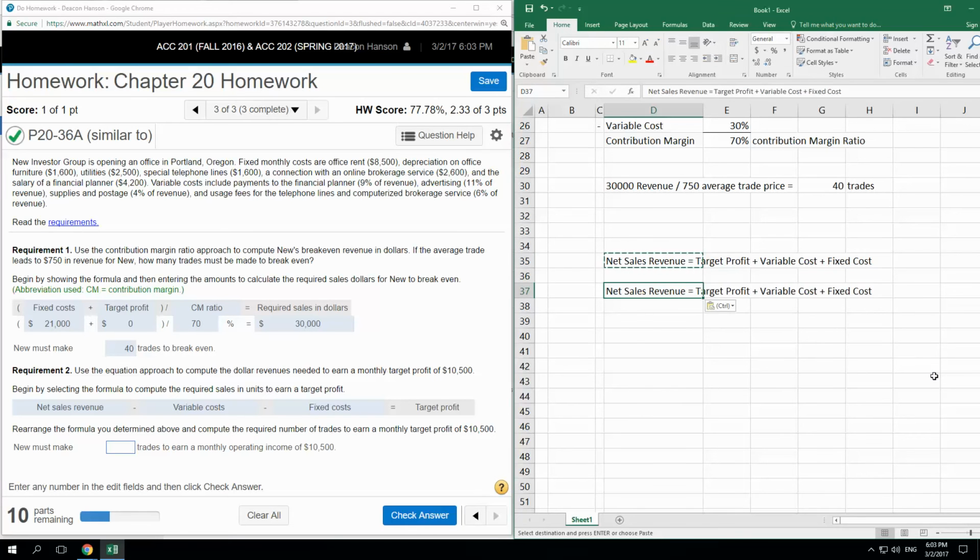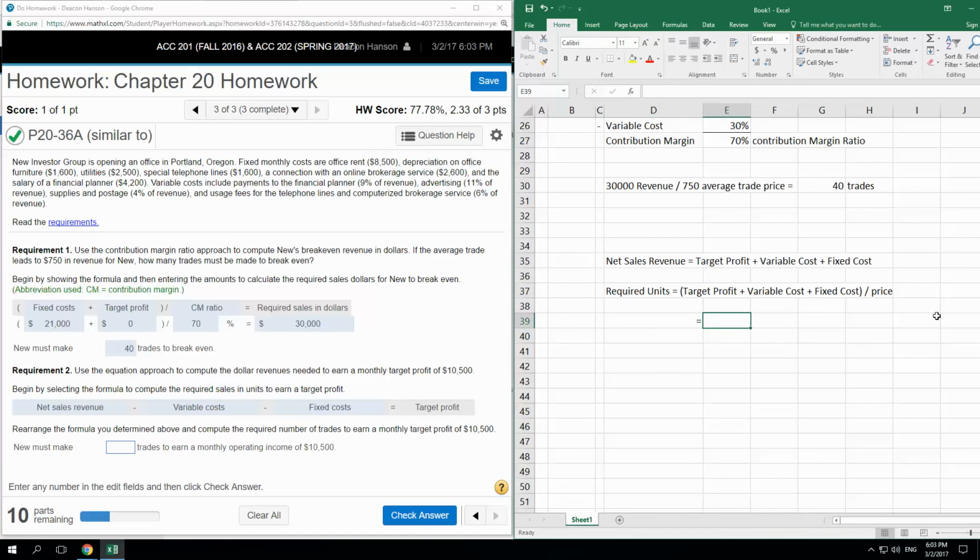Then you could take it one step further. If you wanted to say net sales, required units, you could take all of that and divide it by price. To break it down, you divide it by the price per unit, and then it'll give you the number of units, right?